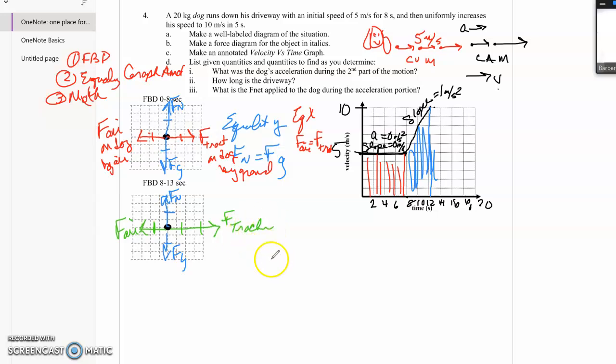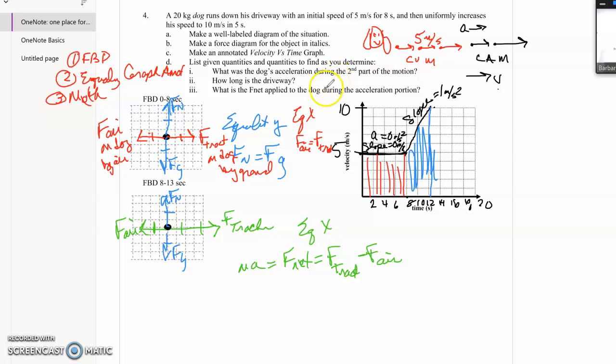Okay, so in this case, the equality statement in the X is that F net equals F traction minus F air, right? And all that equals MA. So if I know any of that, I can work with it. So looking good, looking good.